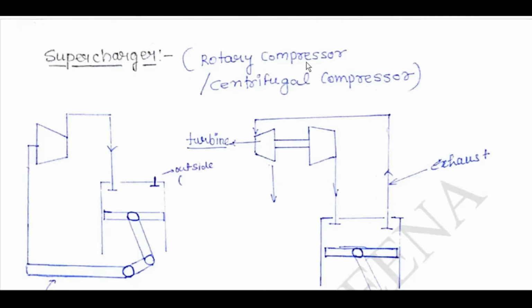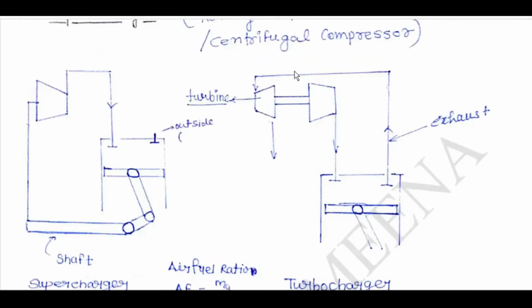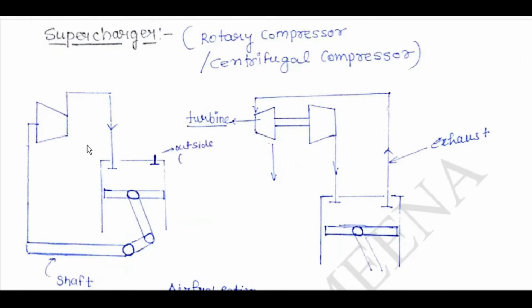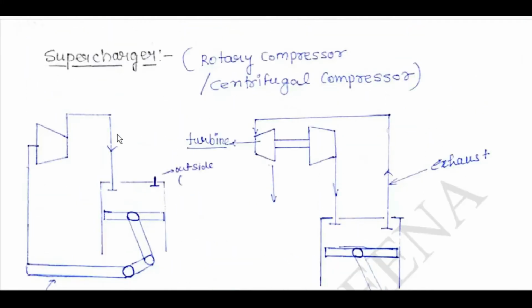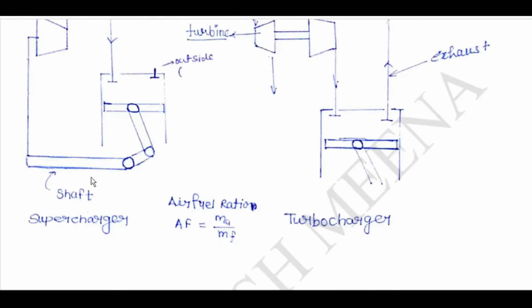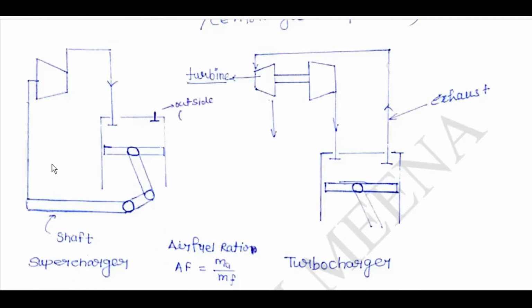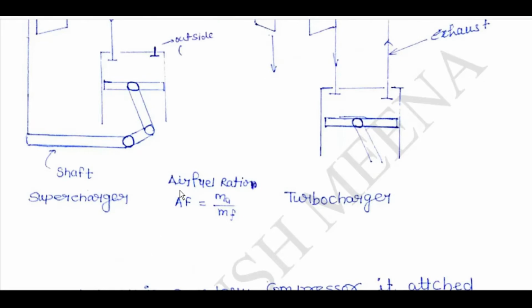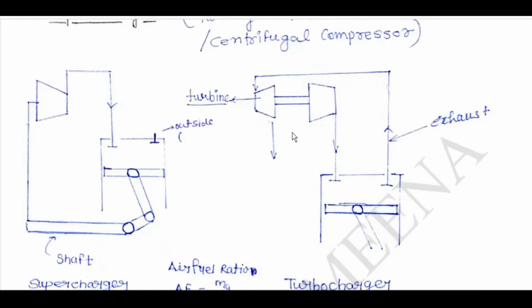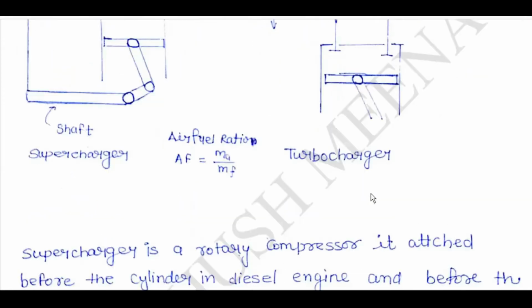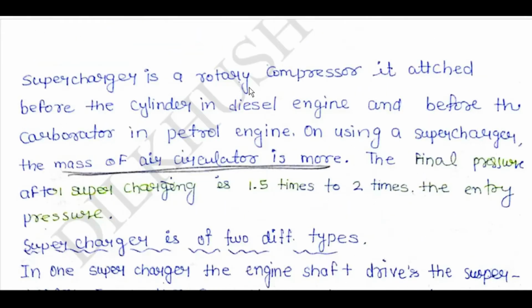Supercharger: rotary compressor or centrifugal compressor. Air is compressed. This is a supercharger. Air fuel ratio is equal to Ma by Mf. This is a turbocharger. We use a turbine. Exhaust turbocharger. A supercharger is a rotary compressor.